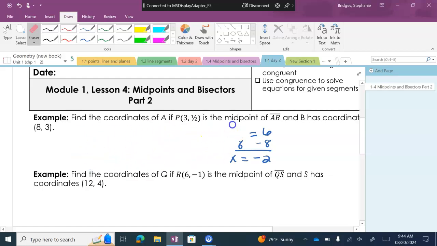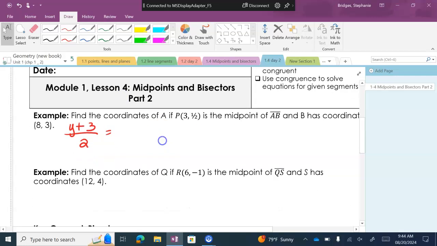All right, so let's think about the y value now. I need to add my 2 y's here. The first y I don't know, and we're going to add it to the other y. So we're going to say y plus 3, divided by 2, is going to equal what? 1/2. So let's put a 1/2 over here.